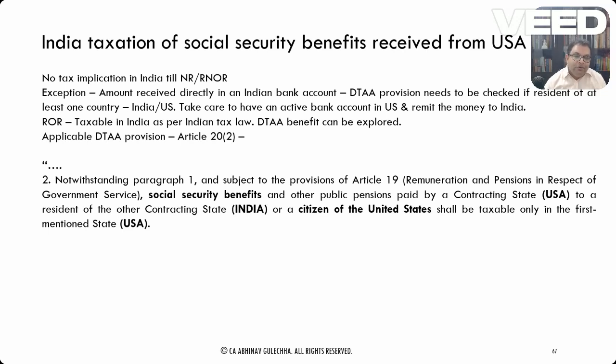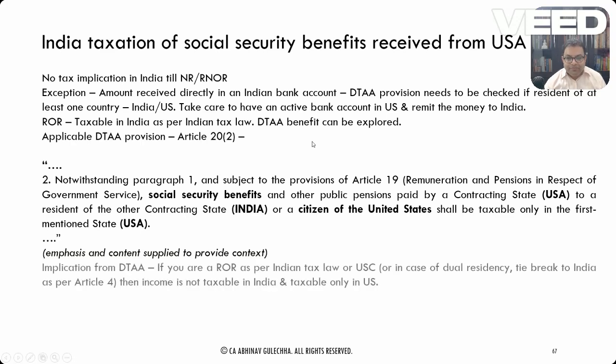So you did not check Article 23, which is the other income, right? In 22 itself, there is a provision: social security benefits and other public pensions paid by a contracting state, which is in this case US, to a resident of the other contracting state, which is India, because the person is a ROR as per the Indian tax law, or a citizen of the United States, shall be taxable only in the first mentioned state. What is the first mentioned state? US, right?